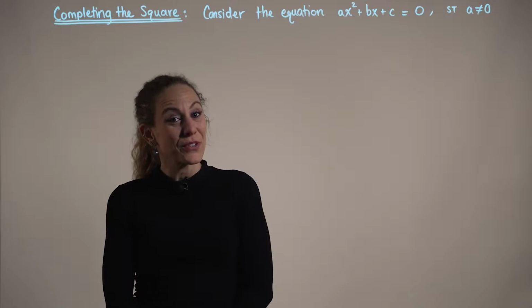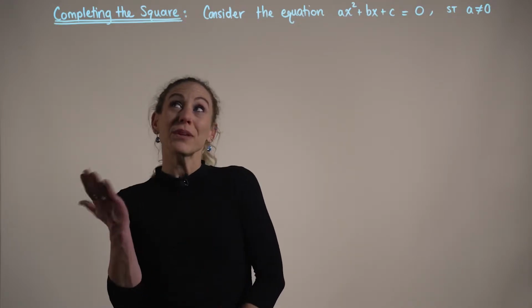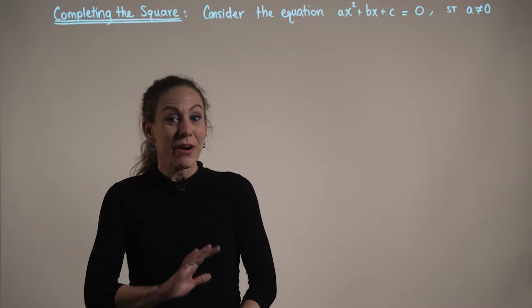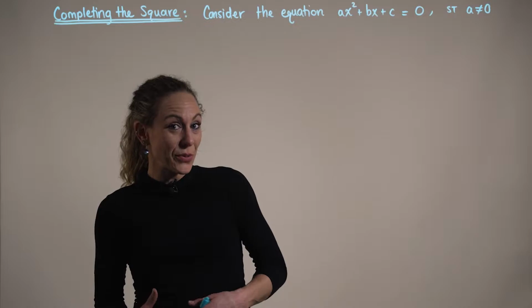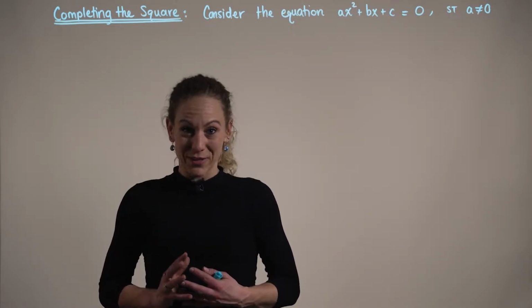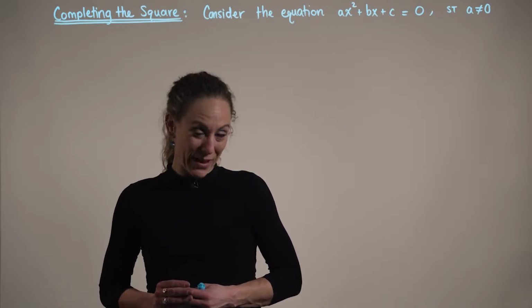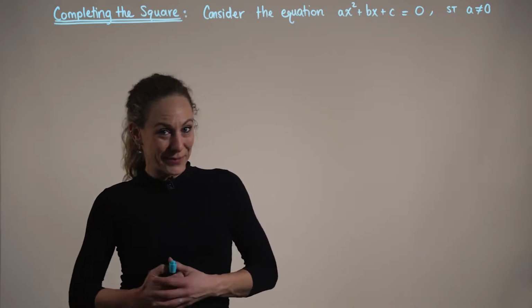The next method for solving quadratic equations that we need to explore is called completing the square. Now, when we convert a quadratic equation to a perfect binomial square and then solve that resulting equation using the square root method, we call this procedure completing the square.